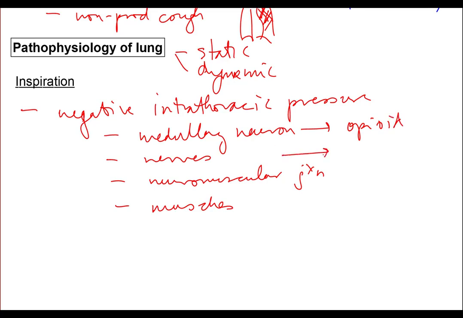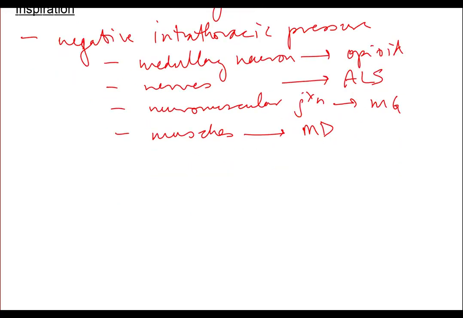When we talk about diseases of the nerves, this is where we're going to be talking about our amyotrophic lateral sclerosis patients because they're going to die from upper motor neuron disease and ventilation or aspiration. Neuromuscular junction is going to be a problem for our myasthenia gravis patients, and then obviously disease of the skeletal muscle is going to be our muscular dystrophies, such as Duchenne muscular dystrophy. So inspiration starts with the ability of the chest wall and diaphragm to create negative intrathoracic pressure.